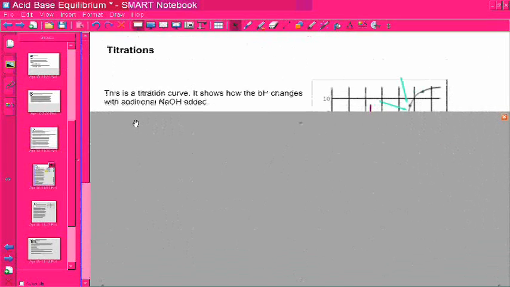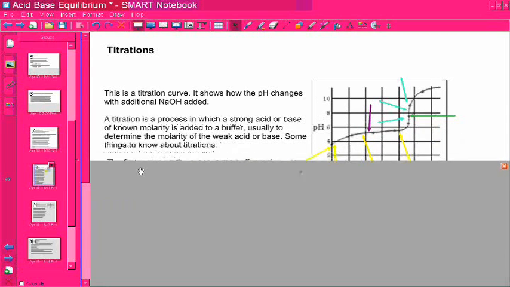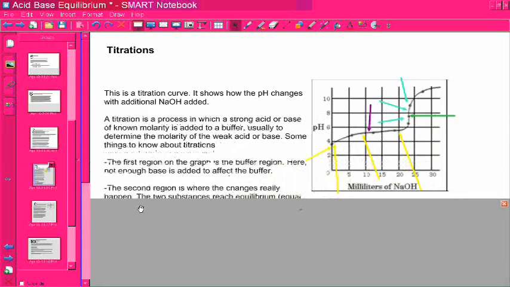Before we talk about the next question, we have to talk about titrations a little bit. This is a titration curve. It shows how pH changes with additional NaOH added. A titration is a process in which a strong acid or base of known molarity is added to a buffer, usually to determine the molarity of the weak acid or base. Some things to know about titrations.